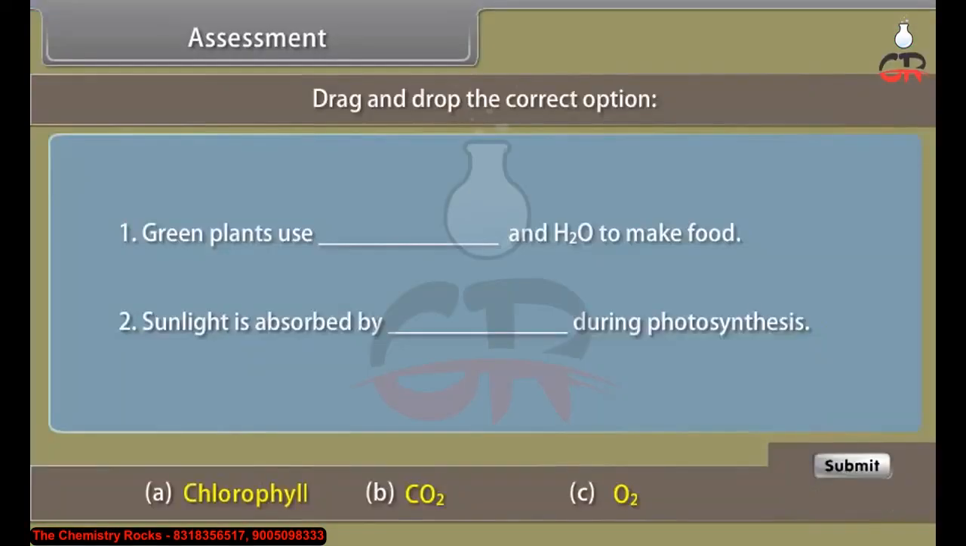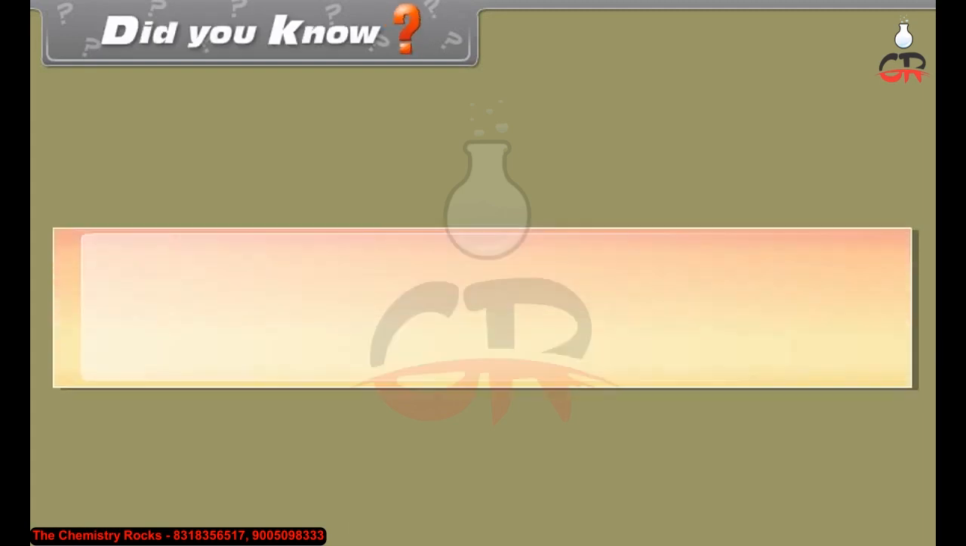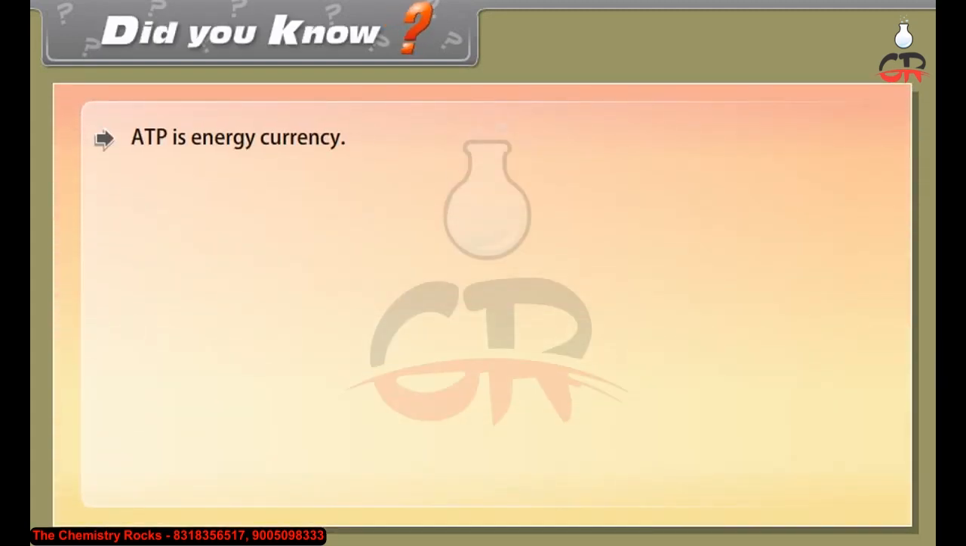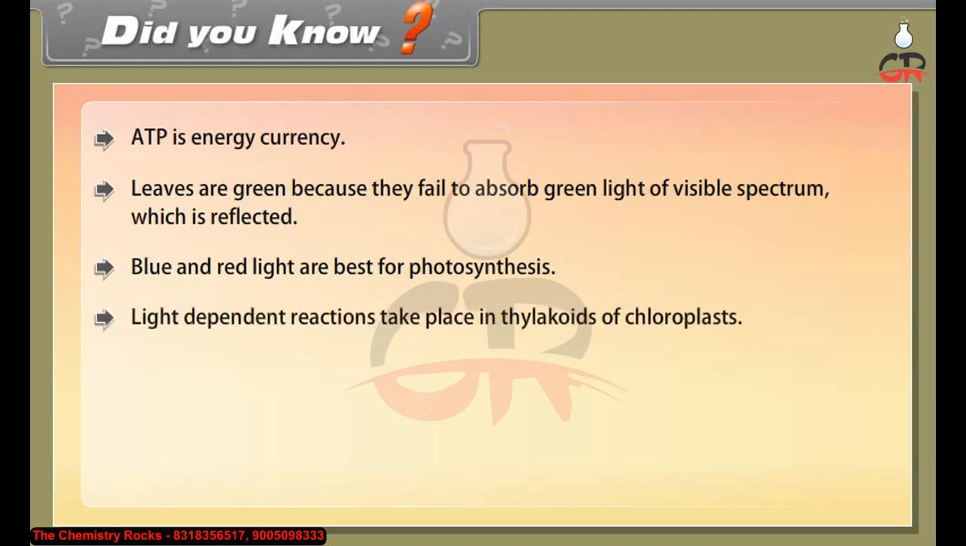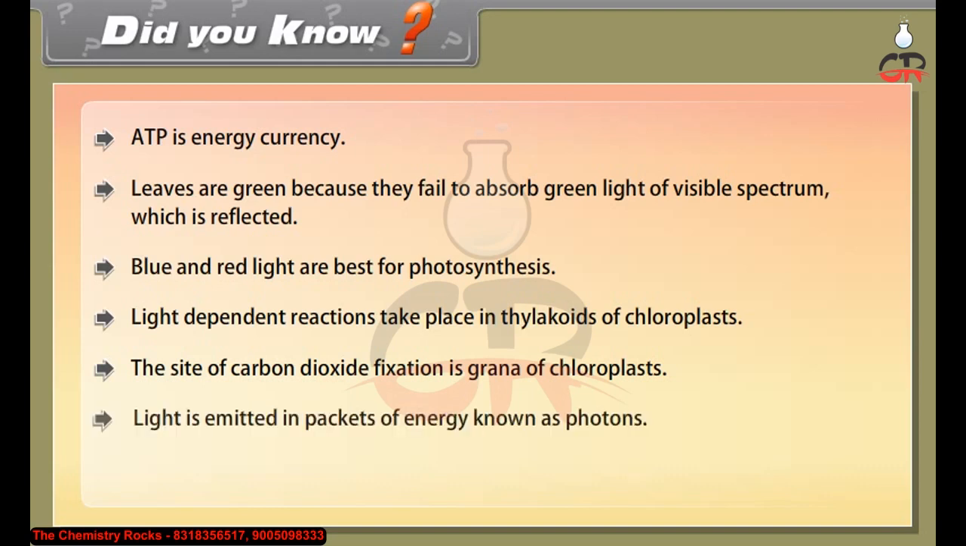Drag and drop the correct option. ATP is the energy currency. Leaves are green because they fail to absorb green light of the visible spectrum, which is reflected. Blue and red light are best for photosynthesis. Light-dependent reactions take place in thylakoids of chloroplasts. The site of carbon dioxide fixation is the stroma of chloroplasts. Light is emitted in packets of energy known as photons. The splitting of water is known as photolysis.